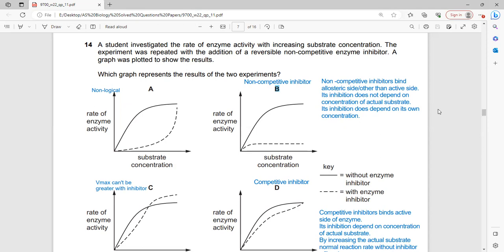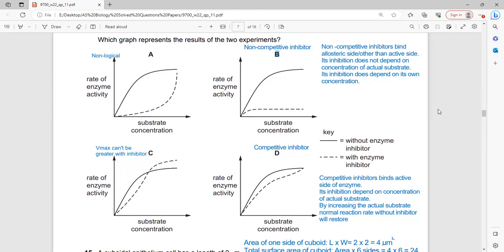So when you see this concept, B is our correct option, because increasing the substrate concentration has no effect on the enzyme action. There is no direct effect. So B is our correct option. What about D, the competitive inhibitor? If you increase the substrate concentration, the normal rate of reaction is achieved. So this is the competitive inhibitor. A is a non-logical statement, and C is also non-logical because an inhibited reaction cannot be greater than a normal reaction. That's why B is our correct option here.